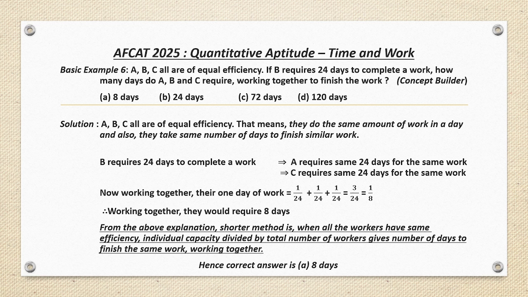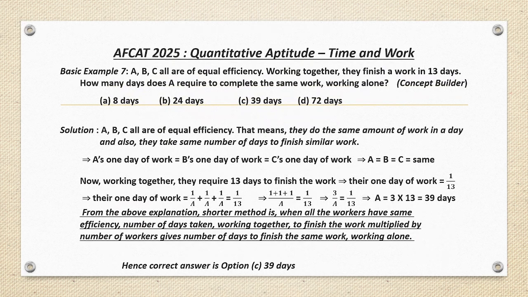to make you understand the total time required or the individual time required when all the workers are of equal efficiency. Right? So from this explanation, what is the shortcut we can derive? When all the workers have the same efficiency, individual capacity divided by total number of workers gives us the number of days they require to finish the work while working together. This is the shortcut we can derive. Next, let us see a similar example.